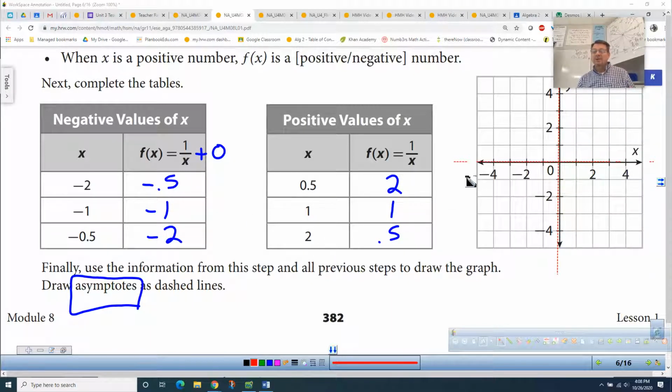So our job now is, first, always, we graph our asymptotes, okay? That's what we're gonna put in. We're gonna graph those asymptotes. And after we do that, we start plugging in some points here, plotting points. So let me look here. So -2, -0.5, right there. -1, -1, and -0.5, -2. So we play connect the dot here.